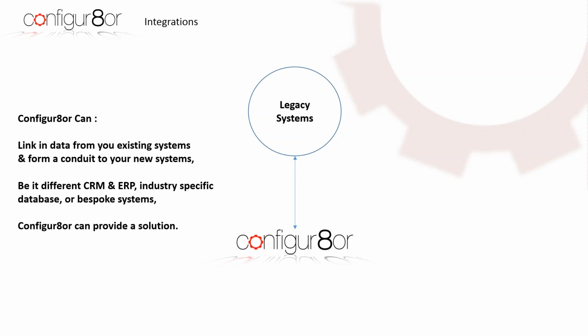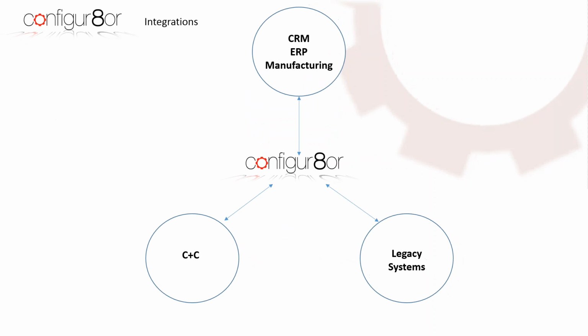Other situations may be where you have legacy bespoke systems where you still want to use or reference certain data, and also industry-specific databases where you have a regularly updated industry standard. Configur8or can usually access data from those as well. The overall schema is to bring all your different systems together and integrate them into one operation, using Configur8or as a conduit, and also using the power of Configur8or to configure items, etc., to suit your business.